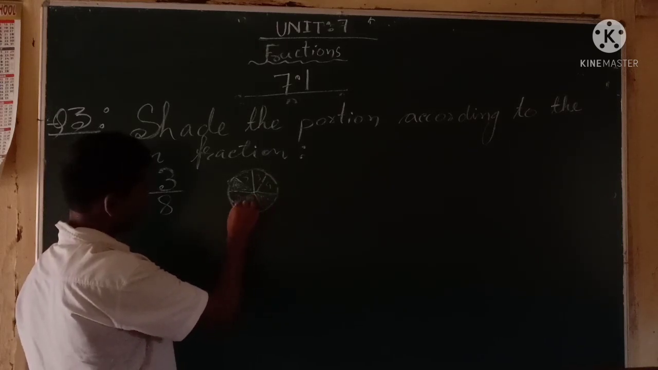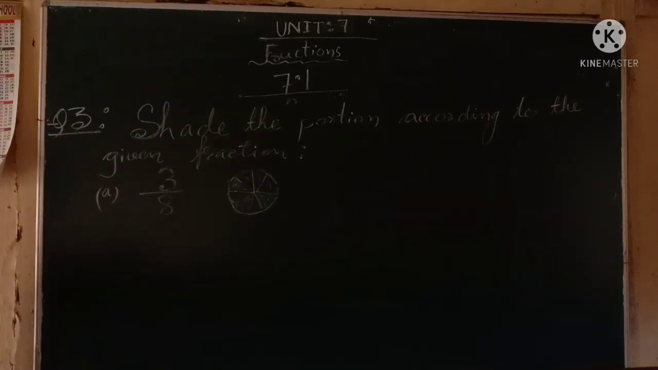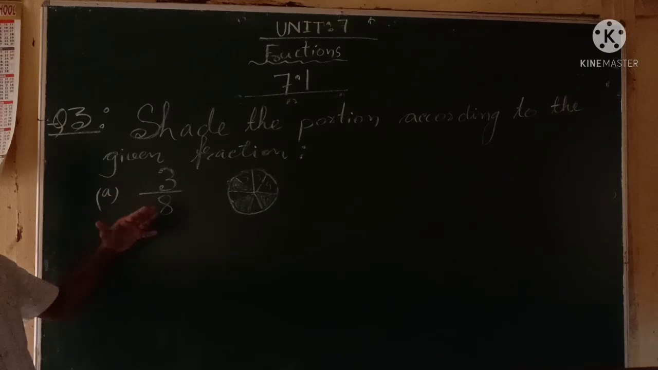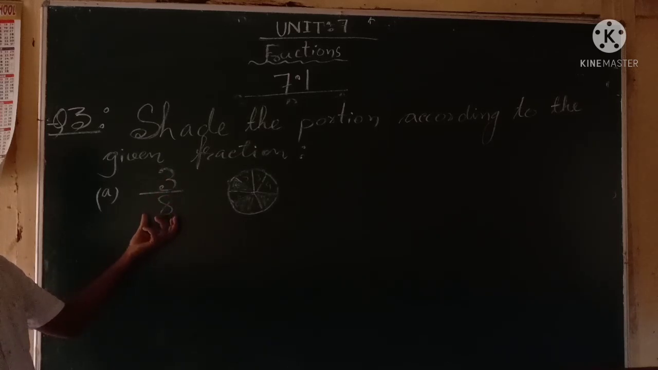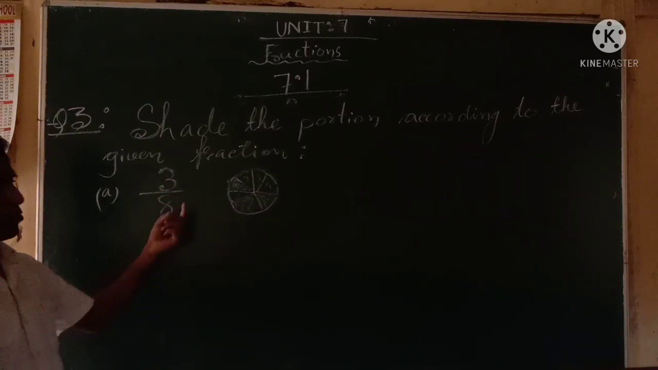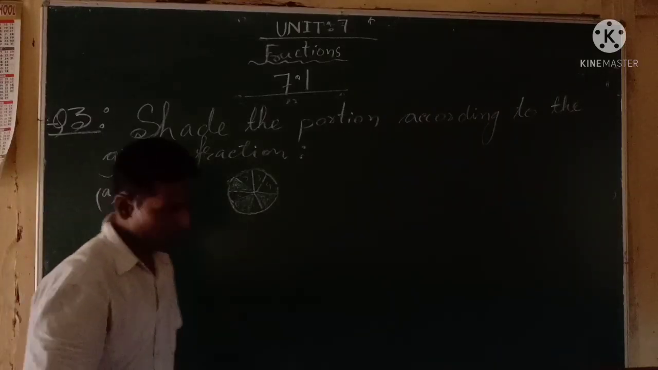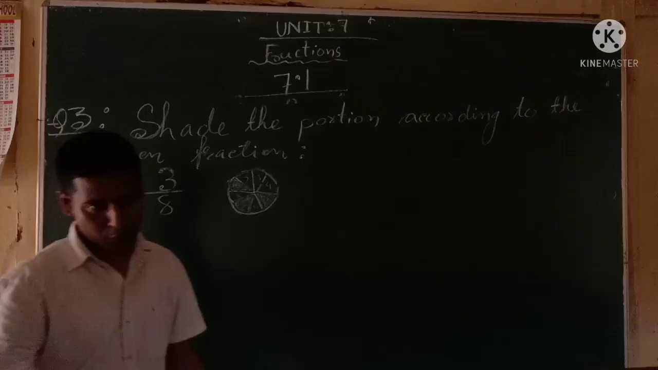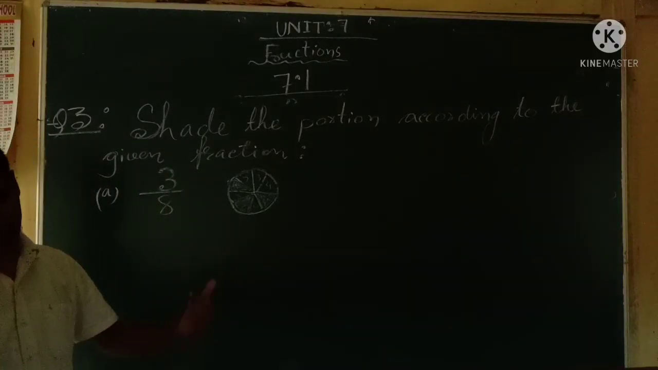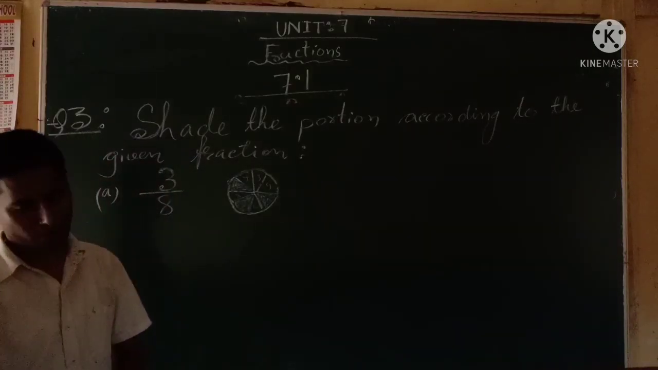Alright, so this is the solution. Our question was to set the portion according to the given fraction. The fraction is 3 out of 8. That means the portion to be cited is 3 and the number of total parts is 8. So out of it we have cited these 3 parts. This is the solution of question number 3. Like this we proceed on the rest of the questions. This is a very simple question, I don't want to waste time teaching all these things simply. Now let us proceed to question number 4.